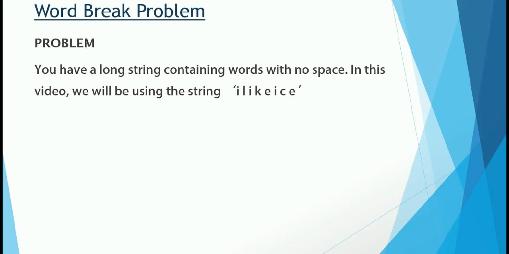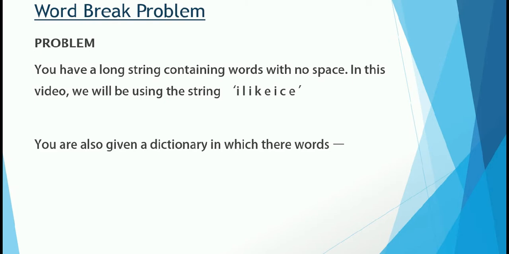So you are given a long string containing words with no space. And in this video we'll be using the string ILIKEICE. So as you can see, it contains certain words, but there are no spaces between those words. Okay, it's a string, it's a sequence of individual letters. Now along with this string, you are also given a dictionary in which there are a few words, which are I, like, mobile, eyes, boy. So you are given this dictionary as well along with this string.